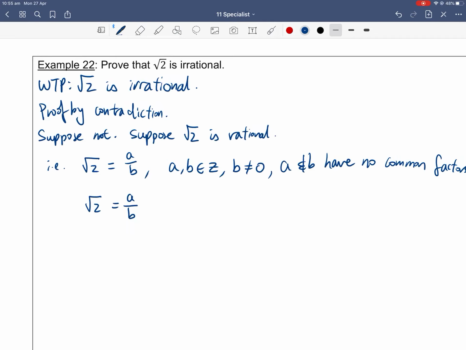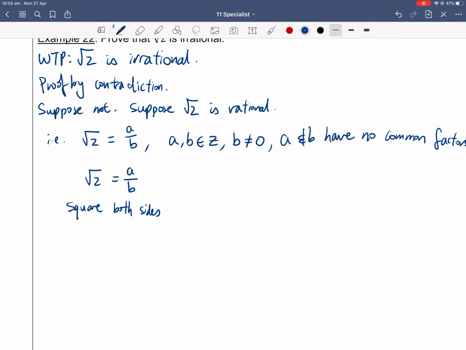Okay, so let's consider root 2 as equal to a over b. Let's square both sides. Our goal now is to show a contradiction, right? Because suppose root 2 is rational, suppose that this statement holds. We're going to show that this assumption is false, which means our original statement is true. So let's square both sides of this relationship.